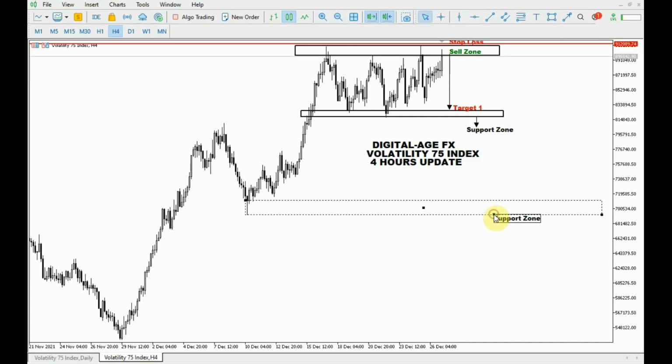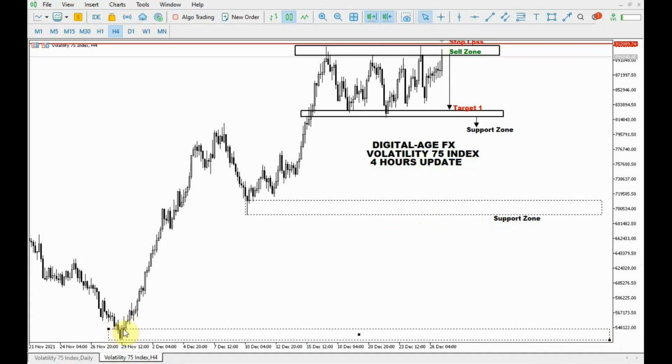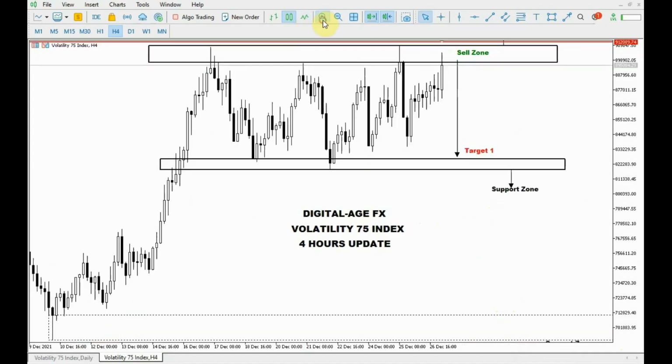And right here, just on the bottom, we've got another support zone. This can be our major support zone because I don't see any other support zone just after this, and this is already confirmed to be our major support zone. So I'll just drop the support zone right here so you guys can have a clear picture of what we're talking about. Okay, so I'm zooming in again.